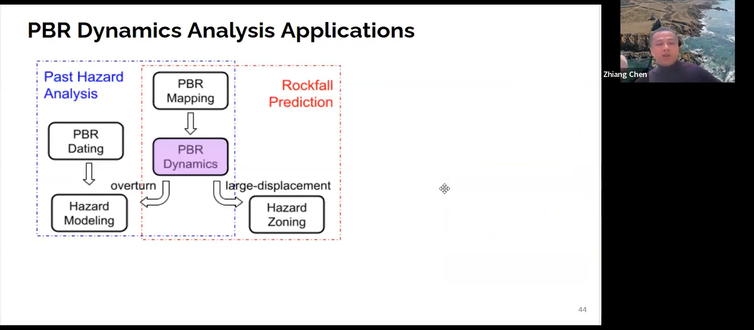Once we can map PBRs, we need to understand their dynamics. There are 2 major applications of PBR dynamics. The first one is overturning, and we can use the overturning to study past hazard analysis. And the other one is large displacement, which is useful for rockfall prediction. And we will talk about that soon.